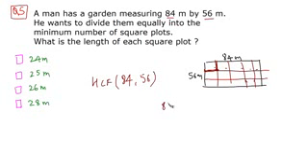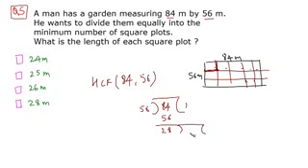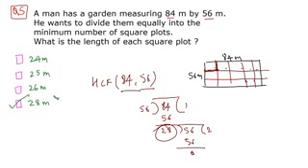Let's divide 84 by 56. We have 56 times 1 is 56, and we get the remainder as 28. Then again we will divide 56 by 28. 28 times 2 is 56, and the remainder is 0. So 28 is the highest common factor of 84 and 56. Hence our answer is 28 meters, because it is the maximum length of the square plot that can be reached if the garden is of 84 by 56 meters.